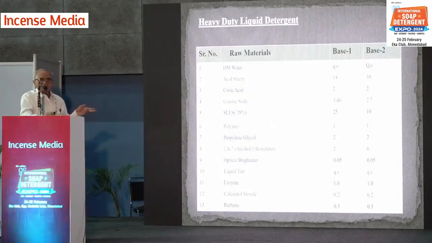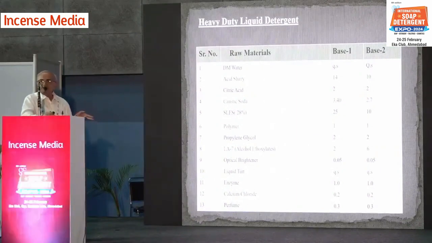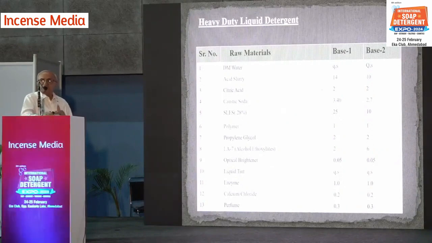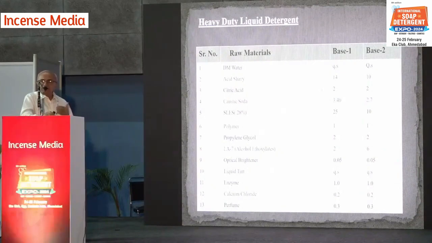And liquid tint, which I mentioned, is a polymeric pigment from Milliken. Liquid tint aquamarine is there. Then enzymes. Liquid enzymes are also available as a blend. In the blend there will be protease, lipase, cellulase, everything. Calcium chloride is an enzyme stabilizer. Then perfume.